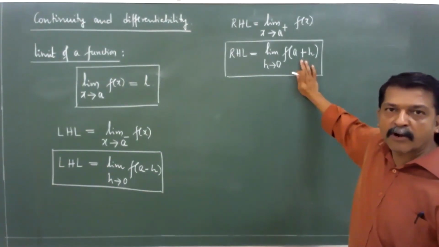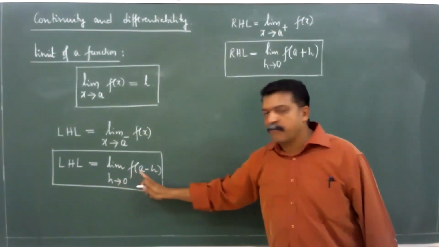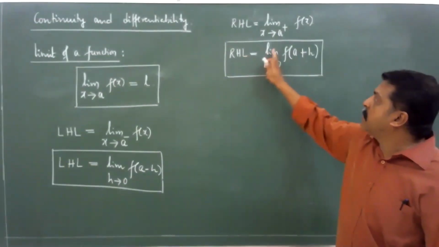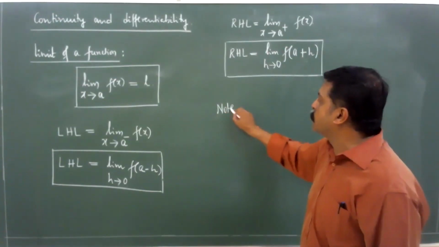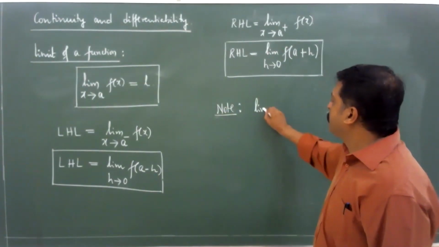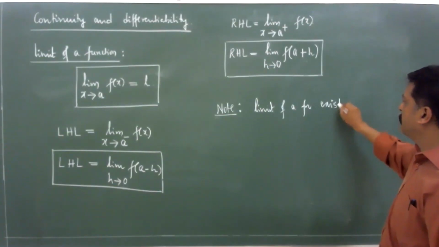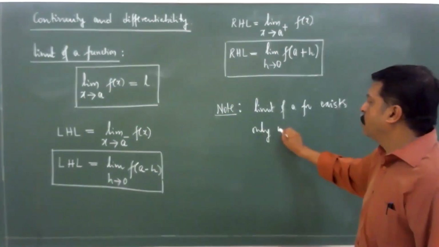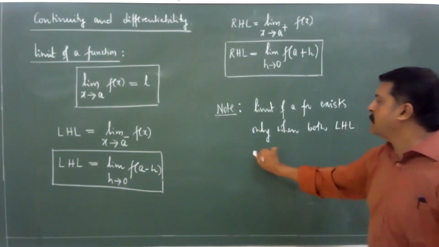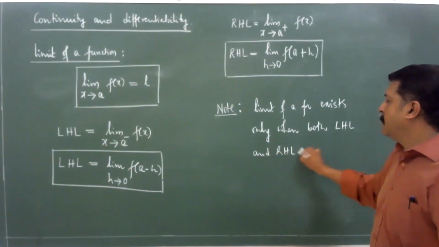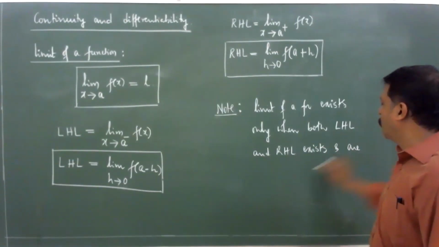Very, very important formulas. One is left hand limit: limit h tends to 0, f of a minus h. RHL: limit h tends to 0, f of a plus h. Then, most important note: limit of a function exists only when both LHL and RHL exist and are equal.